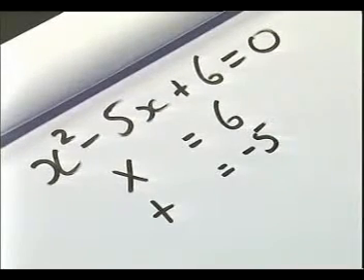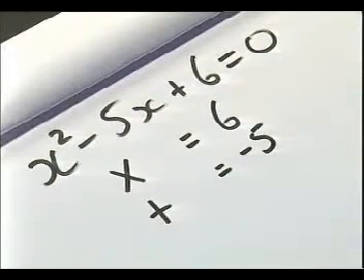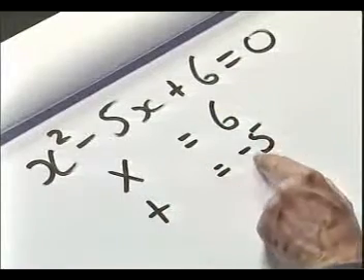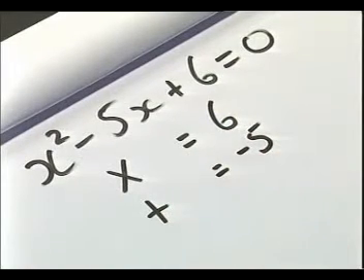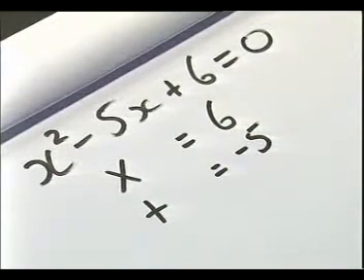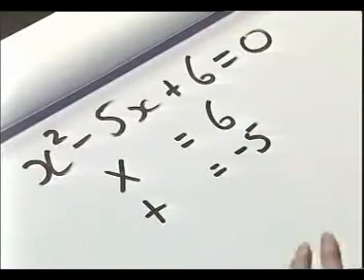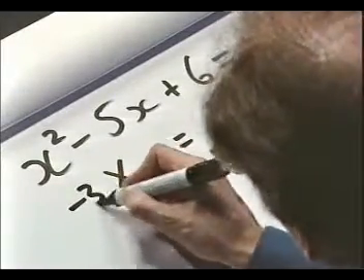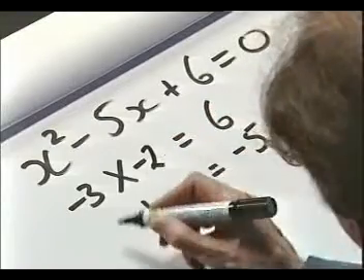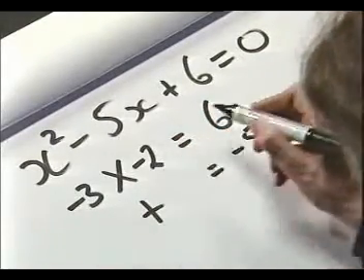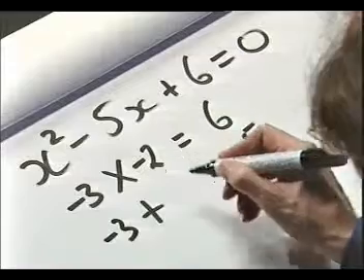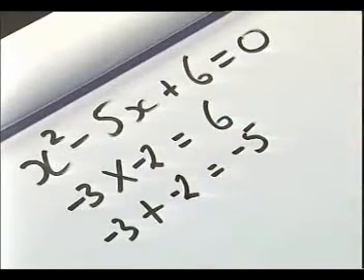So we look at that, and 3 times 2 would give us 6, and minus 3 and minus 2 added together would give us minus 5. But minus 3 times minus 2 is also 6, so those look like good choices. Minus 3 times minus 2 gives us 6, and minus 3 plus minus 2 gives us minus 5.